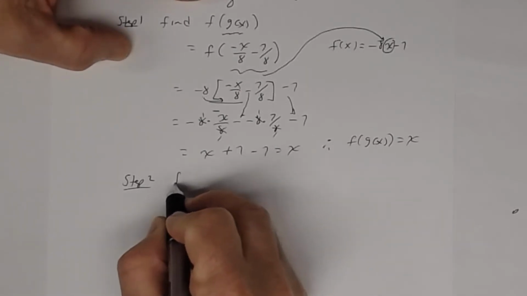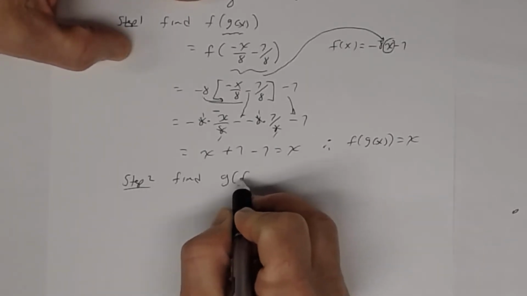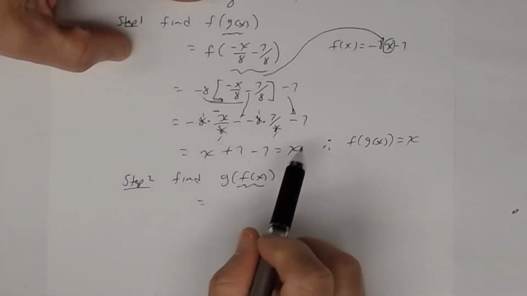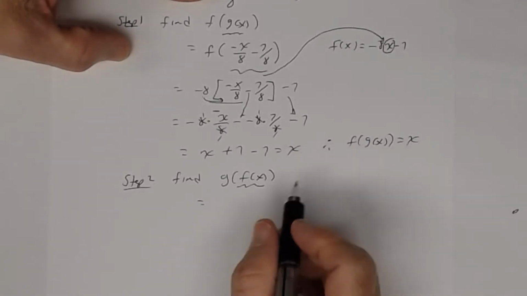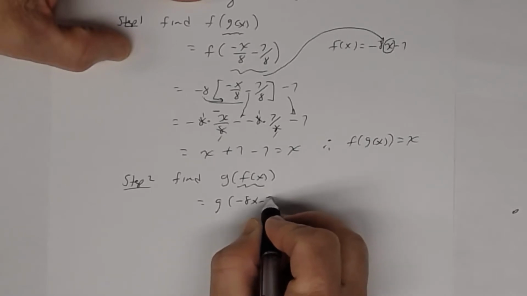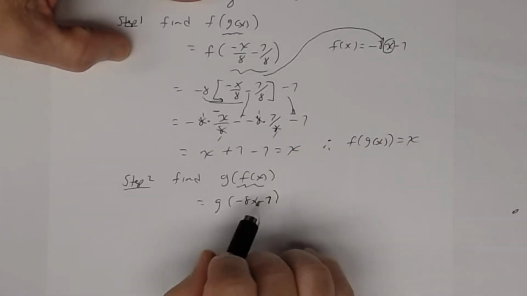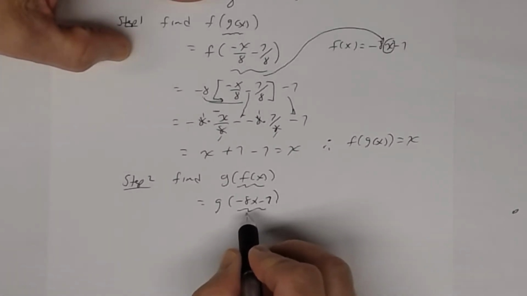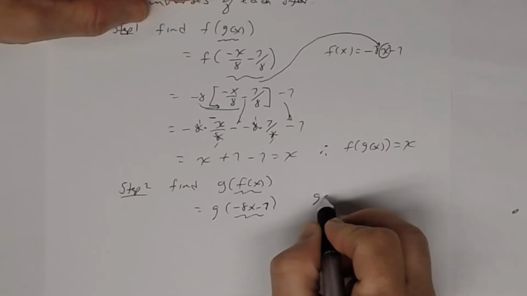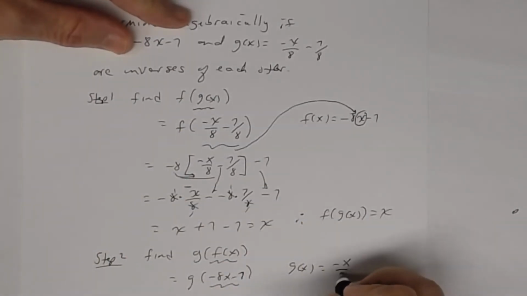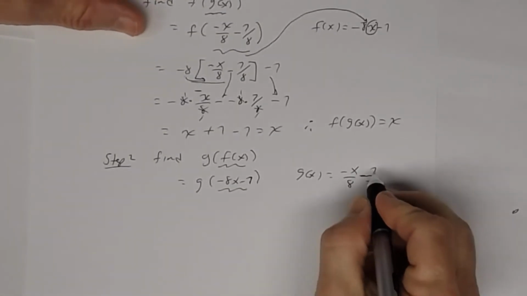Step 2, you want to find g of f of x. So let's find f of x. So f of x, remember, is this function right here, negative 8x minus 7. So I'm going to write this as g of negative 8x minus 7. And remember that's f of x, right? So now I'm going to take this and substitute into my function g. So remember g of x is this right here. So it's negative x divided by 8 minus 7 divided by 8.